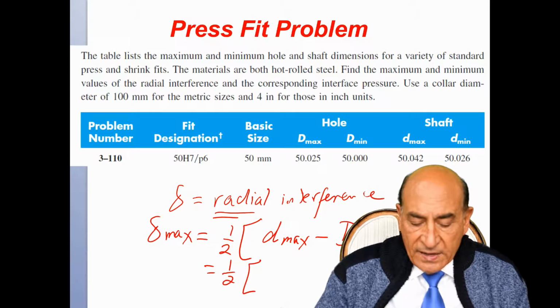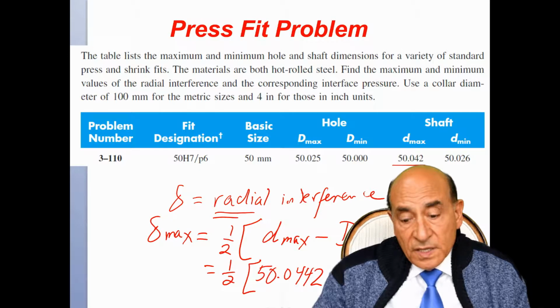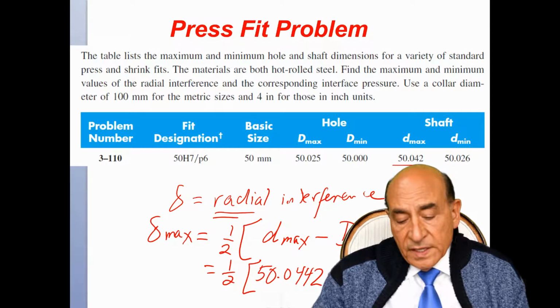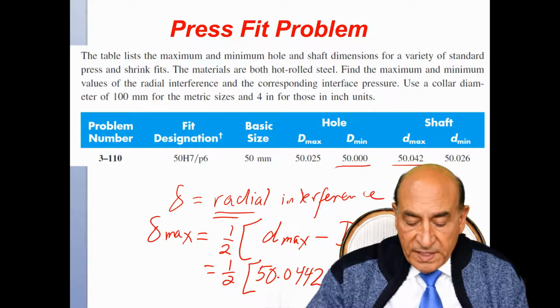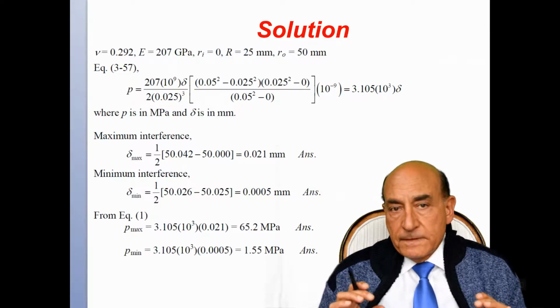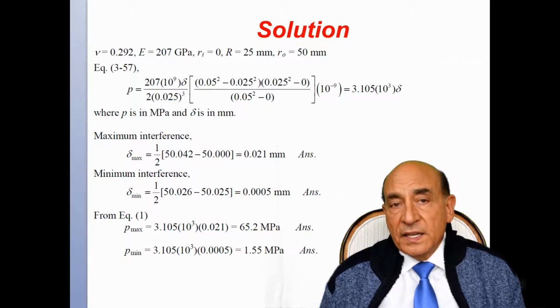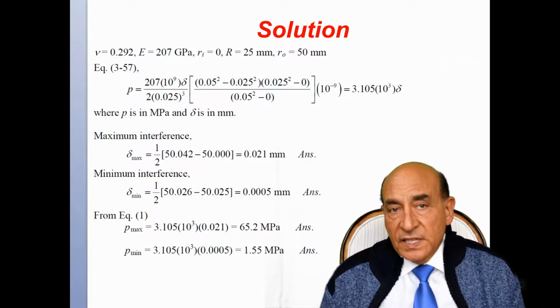In this case 1/2, lowercase d max is 50.042, and the cap D min is 50, and that can give us the radial interference, which we can use to substitute in the formula that we developed for the interfacial pressure.